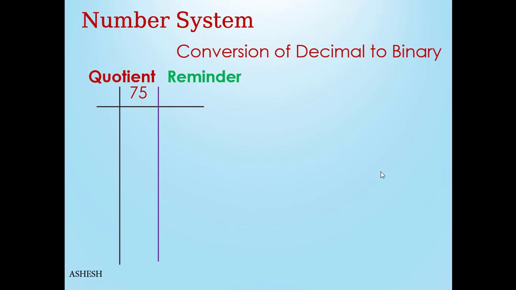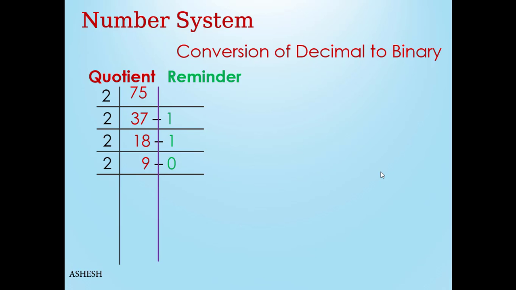Now let's see what decimal number 75 is equal to in binary. 75 divided by 2, the quotient is 37, remainder is 1. 37 divided by 2, the quotient is 18 and the remainder is 1. 18 divided by 2, the quotient is 9, remainder 0. 9 divided by 2, quotient 4, remainder 1. 4 divided by 2, the quotient is 2 and remainder 0. 2 divided by 2, the quotient is 1 and the remainder is 0.